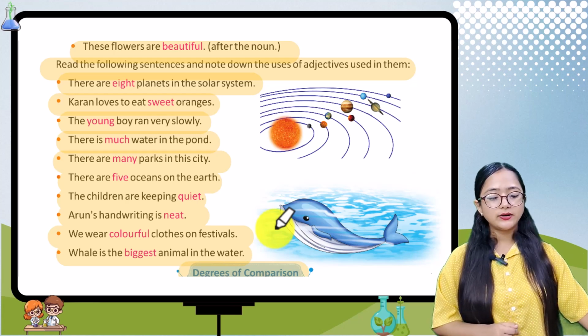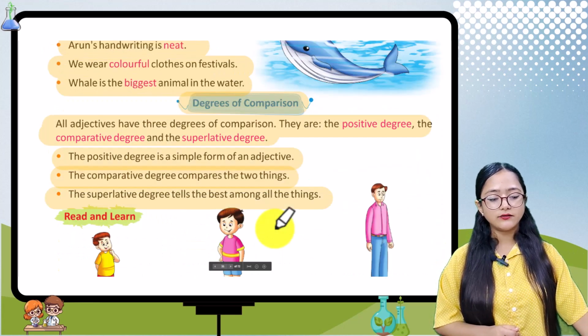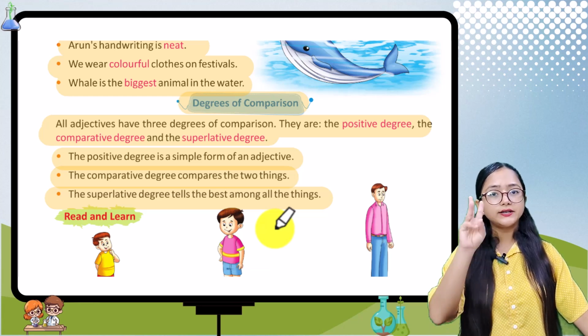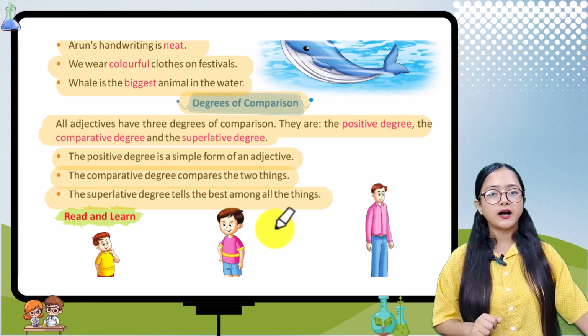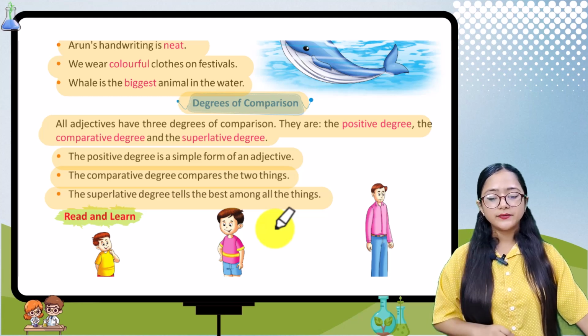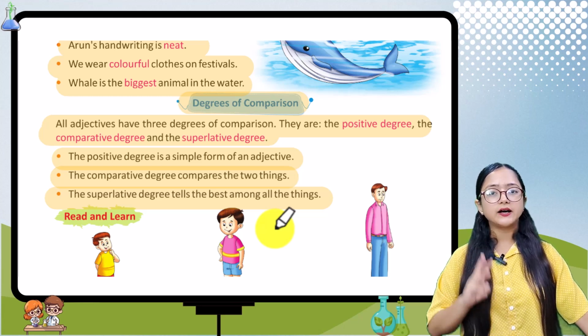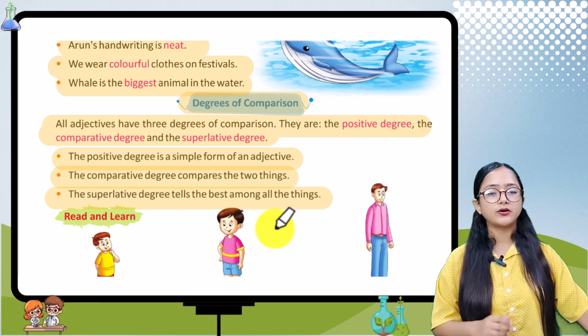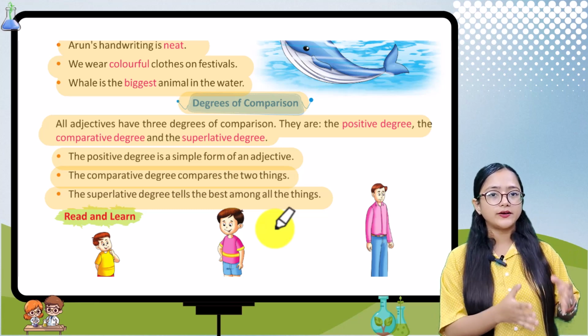Okay, now let's talk about degrees of comparison. All adjectives have the 3 degrees of comparison. They are the positive degree, the comparative degree, and the superlative degree. First one, the positive degree is the simple form of an adjective.